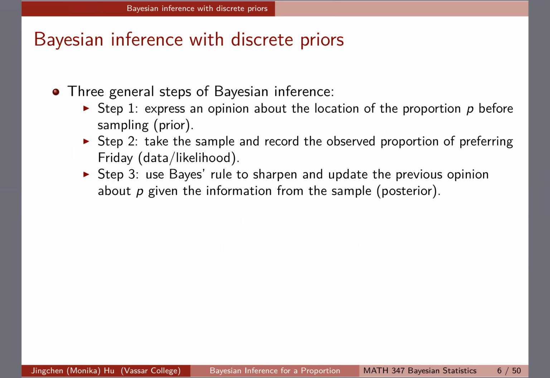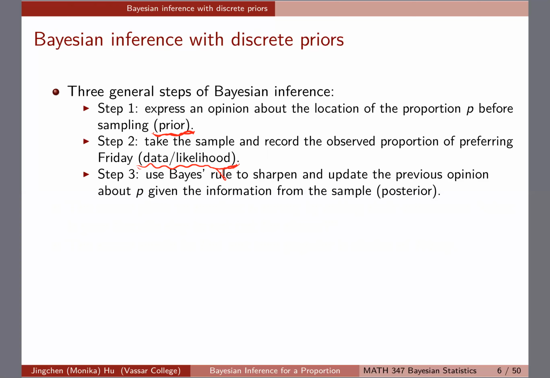We covered last time a little bit about the 3 general steps of Bayesian inference, if you remember. The first one is, before collecting any data, we should express our opinion about what the values of the proportion P should be before we take any sample, right? So that's what we say will be a prior. And then step 2 will be, we have the prior now, and we're going to take a survey in this case. That's the sample that we have, and then we record the observed proportion. And for this particular setup, we define this step as the data/likelihood.